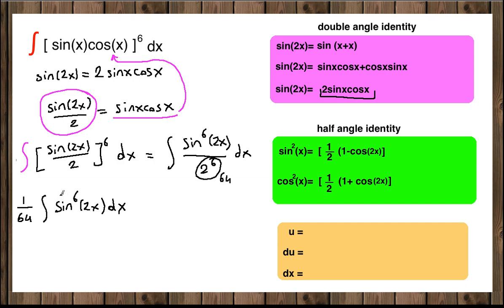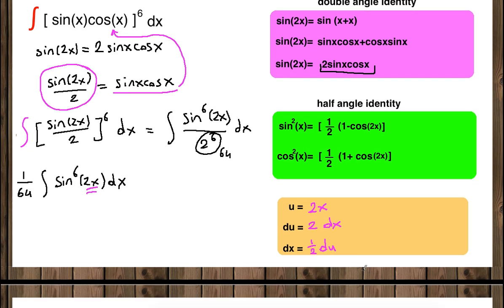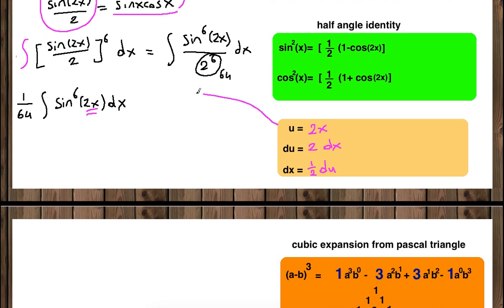Now we're going to apply u substitution for 2x. Let u be 2x, so du will be the derivative of 2x, which is 2 dx. And if we solve for dx in this equation, it's going to be 1/2 du. Now we're going to place everything into this integral. So we have 1 over 64 integral sine 6th of, instead of 2x, we're going to substitute u, and instead of dx, we're going to write 1/2 du. And we can pull this 1/2 to the front. So 1/2 times 1 over 64 is 1 over 128.